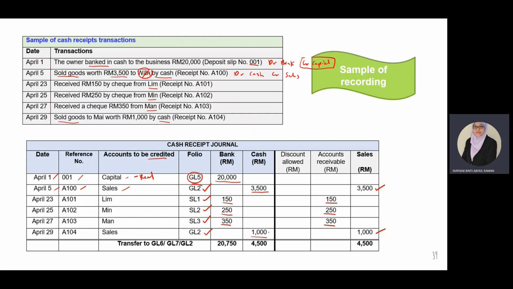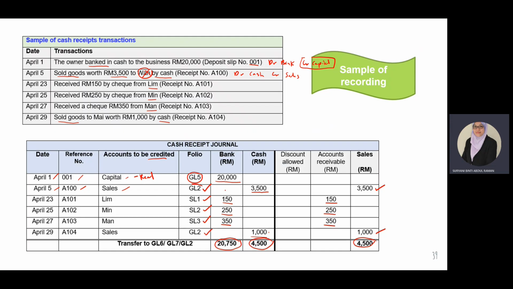So at the end, what you need to do is sum up the totals. Please sum up the totals: bank column 20,750, cash column 4,500, and sales column 4,500. At the end, you are going to transfer these amounts to the respective accounts: the bank account, cash account, and sales account.